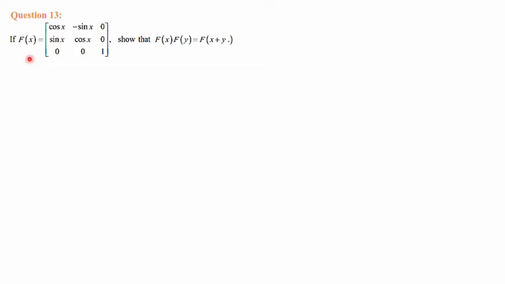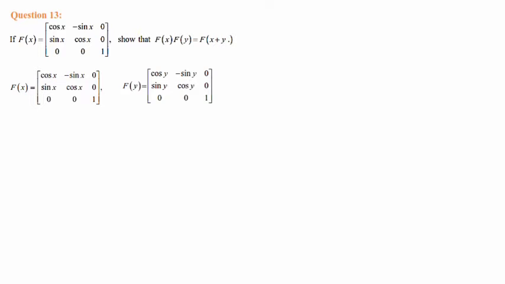So let's begin. First write the given matrix, that is f of x is equal to the given matrix cos x, minus sin x, 0 and so on. Then one more term is mentioned, that is f of y. Here f of x means the variables are all in x. So to write f of y, just replace x with y, that is f of y is equal to cos y, minus sin y, 0; sin y, cos y, 0; 0, 0, 1. So f of x and f of y we have written.